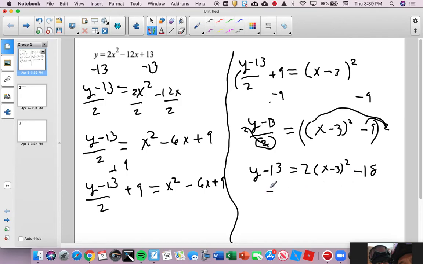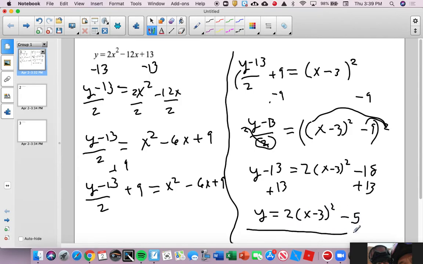Now I'm going to add 13 to both sides, and I'll have y equals 2 times x minus 3 squared minus 5. And now I'm in vertex form. My x-coordinate is positive 3, my y-coordinate is negative 5, and I have a vertical stretch of 2. All right, let's do it again.